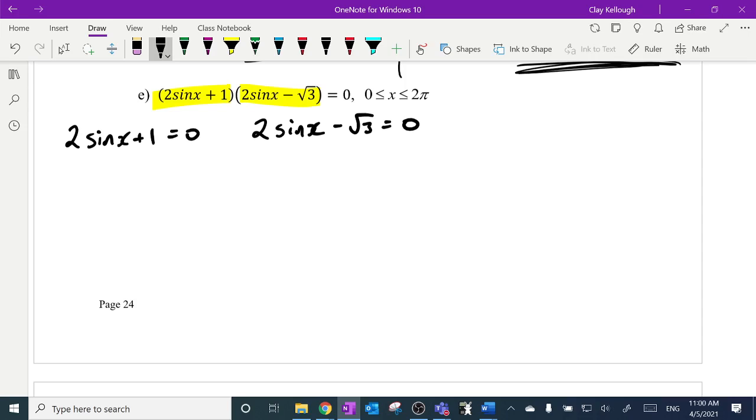My pen's kind of too fat. Let me get a better looking pen here. Oops, come on. There we go. That's better.